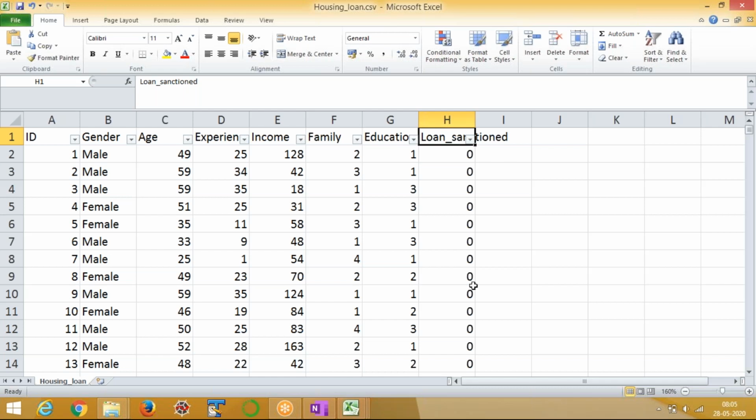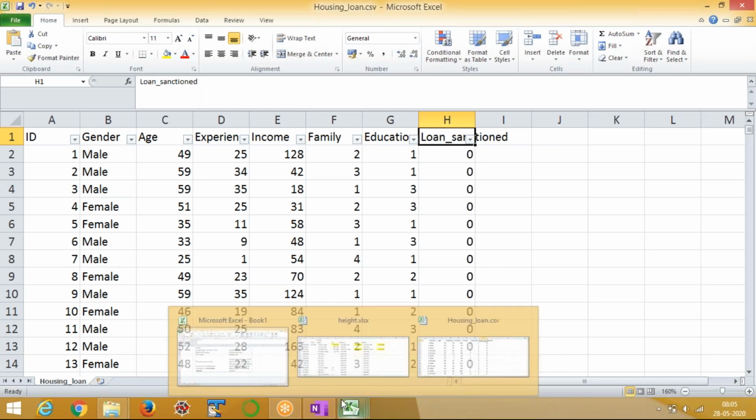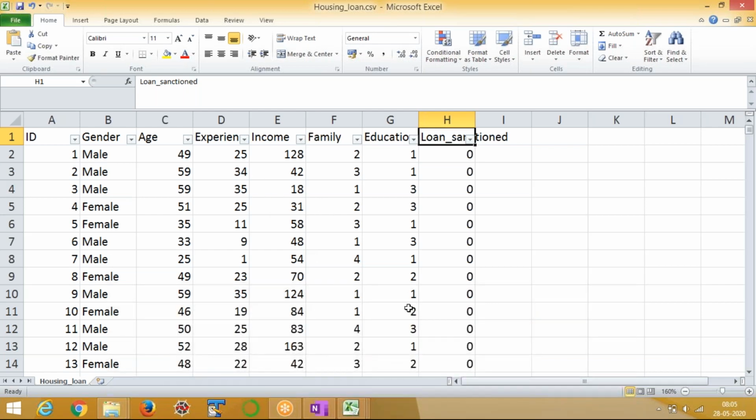Clear, guys? So this was to make you understand what the data types are. Tomorrow we'll continue with this topic again. After understanding the variable data types, what do I need to do? That is what we are going to learn in tomorrow's class.